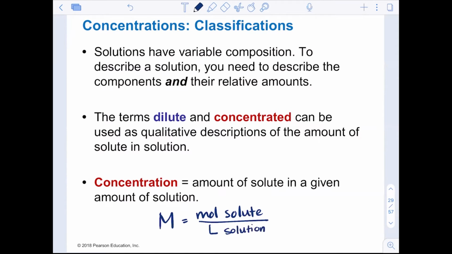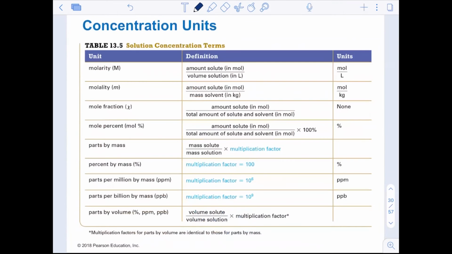This ratio can be either dilute or concentrated dependent on how many moles are in the given solution, right? A big molarity would be a concentrated solution. A very, very small number for molarity would be dilute. Those are qualitative terms just to be able to describe the state of the solution. But concentration itself is the amount of solute given over the amount of solution. Tons of different units, okay? So these are the units we're going to be holding in this section.